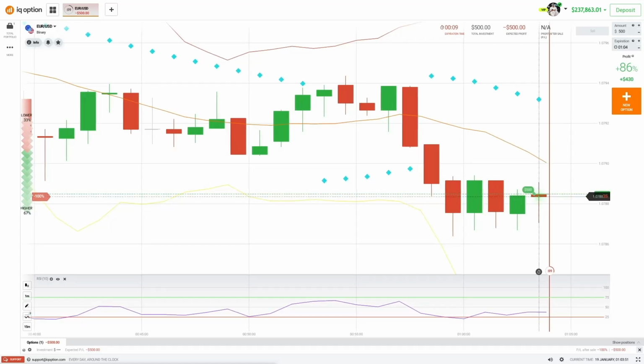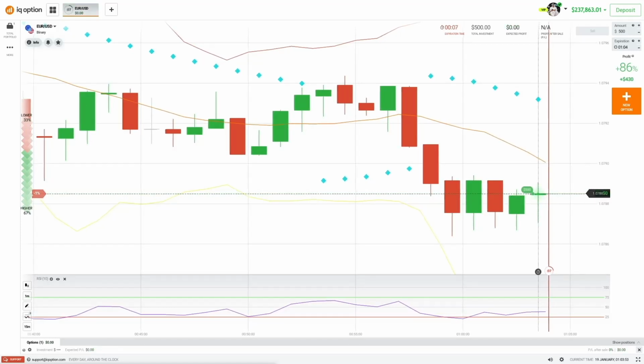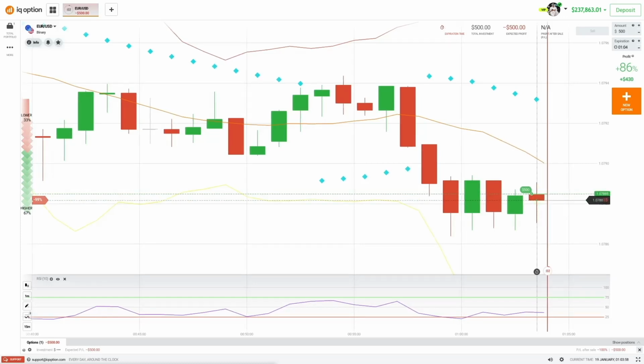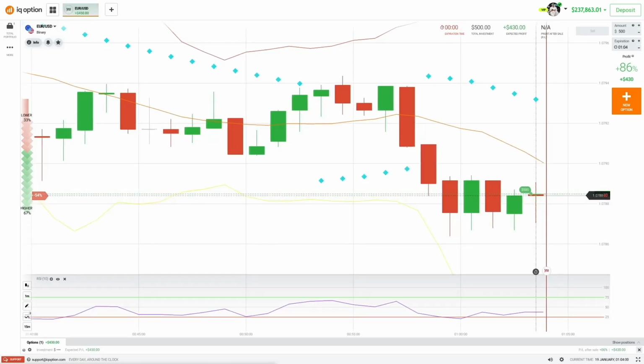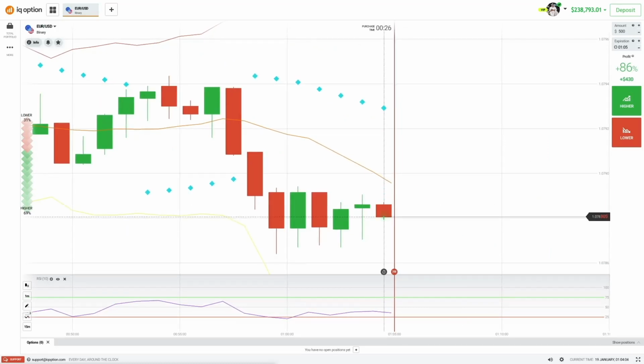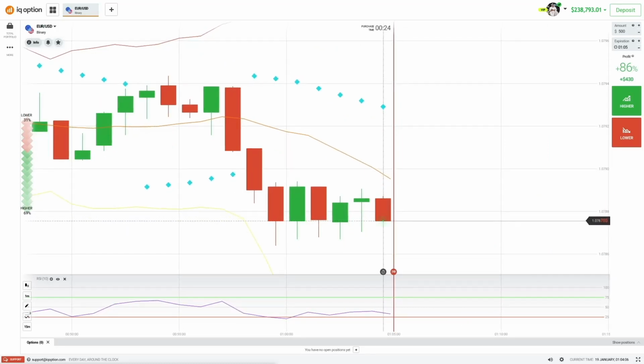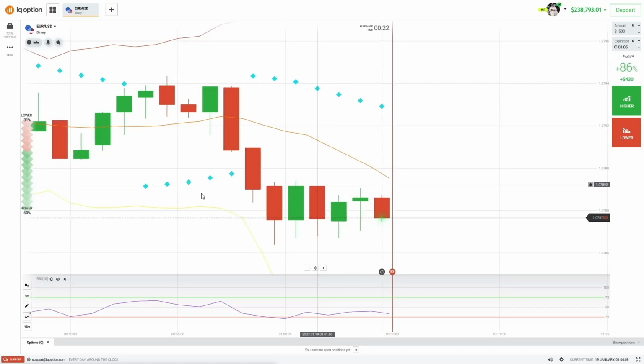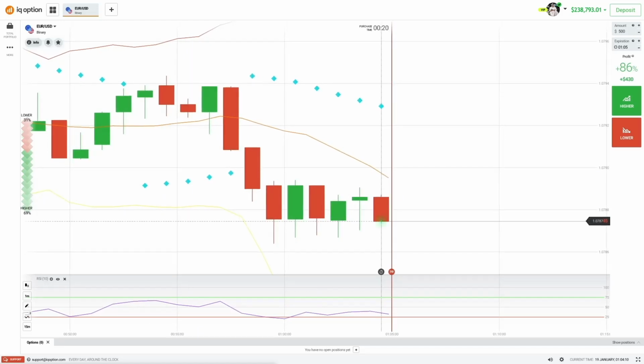So guys, the strategy is simple but needs a lot of practice. I want you to put a lot of effort into the strategy. Practice on a demo account. Never use your real money before you are 100% sure that you are going to make money. Use a demo account. That's it.